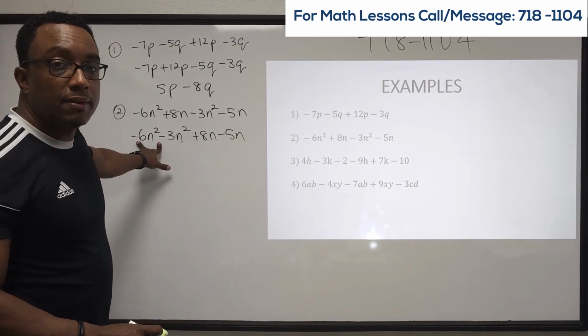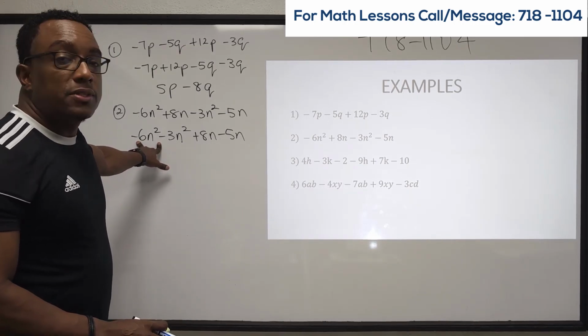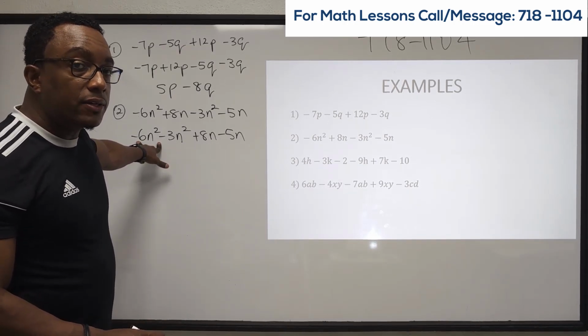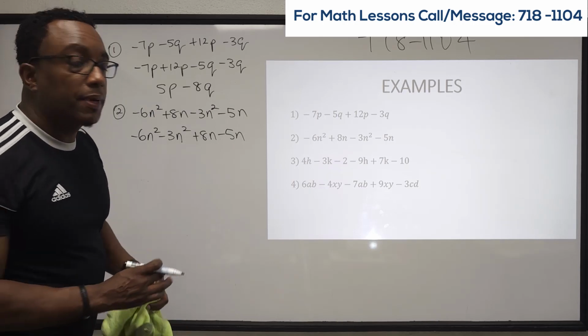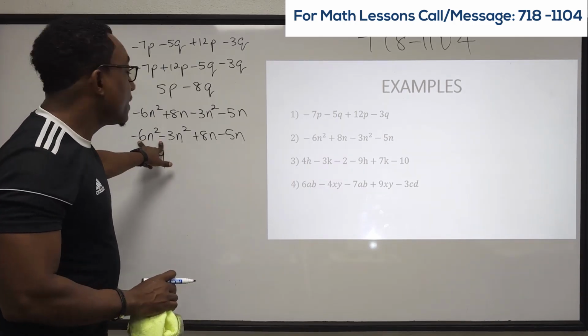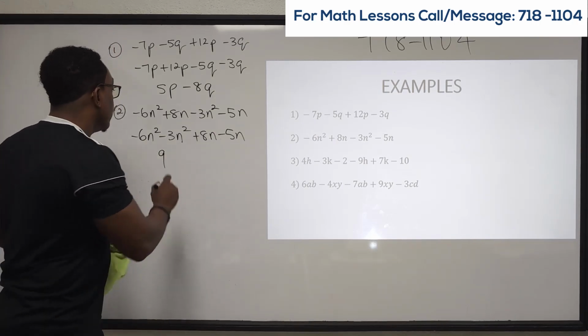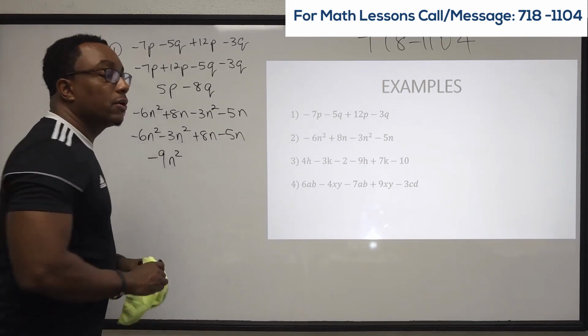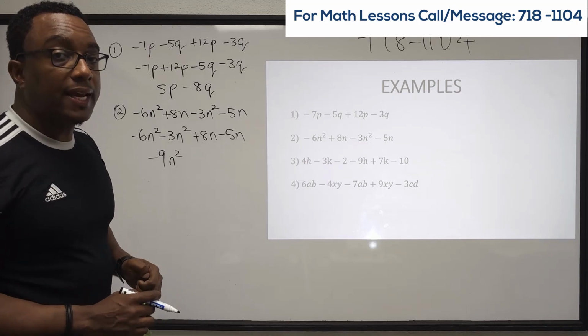So let's look at those terms involving n squared. So, same signs, we add the two natural numbers, 6 plus 3 is 9, and the common sign above, which is the negative sign, will control your 9. And of course, we maintain our variable and power, so negative 9n squared.